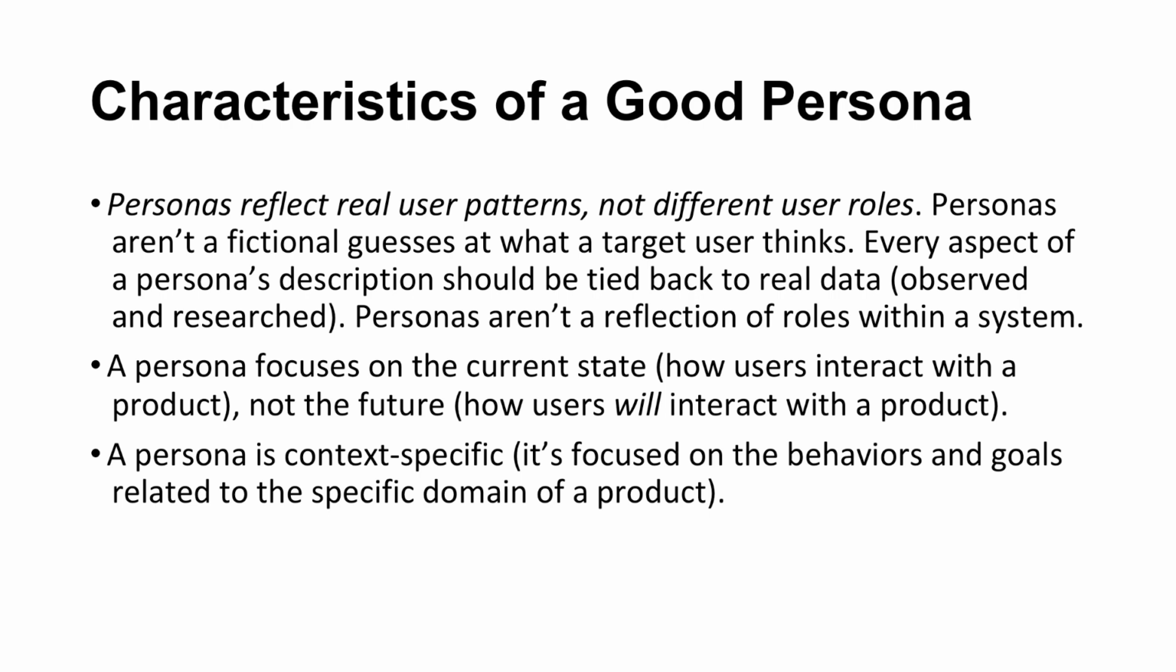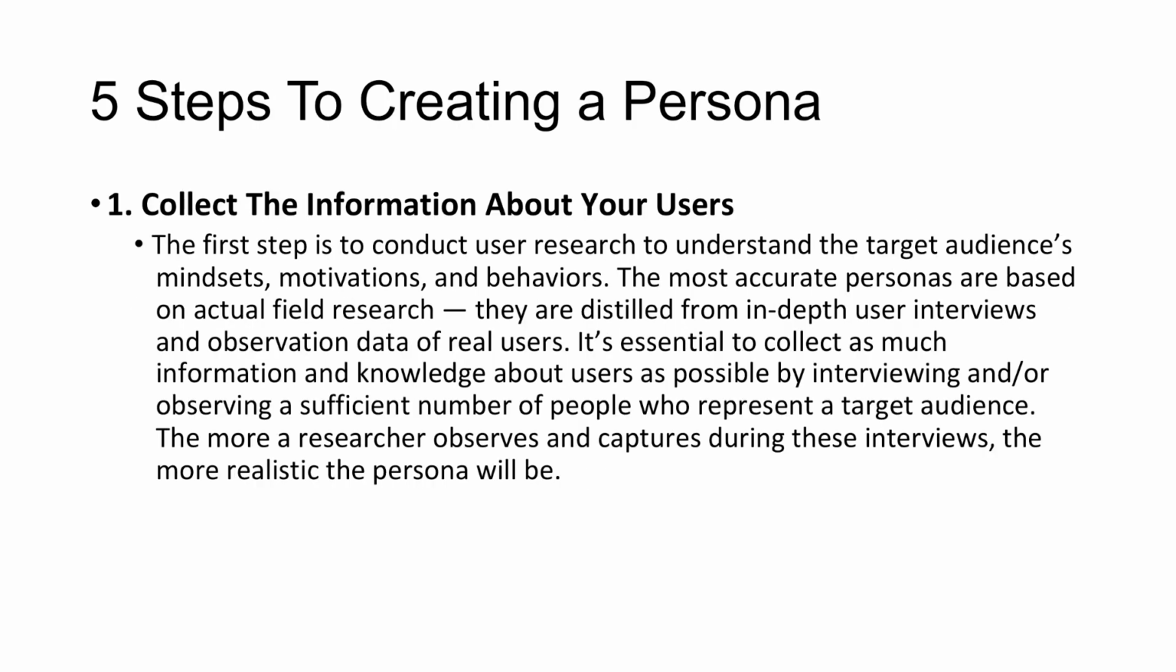How can this product that you're developing help them in their everyday life, or help them in this current situation in their life? So the persona focuses on the current state, how the user interacts with the product, not the future, how they will interact with the product. If you're doing research, you're watching how they're interacting with the product now, not what we think they will do maybe. A persona is context specific. It's focused on the behaviors and goals related to a specific domain of a product. So it has to be specific to what you are working on.